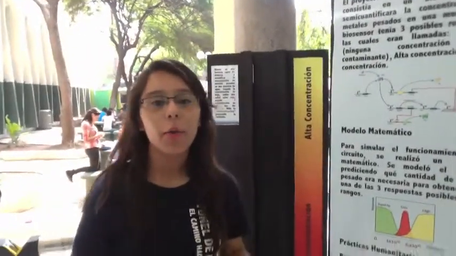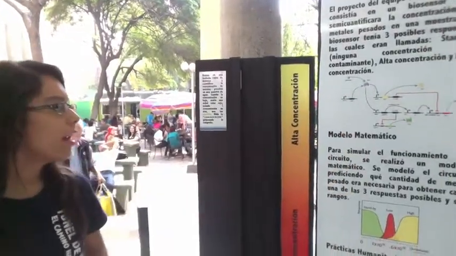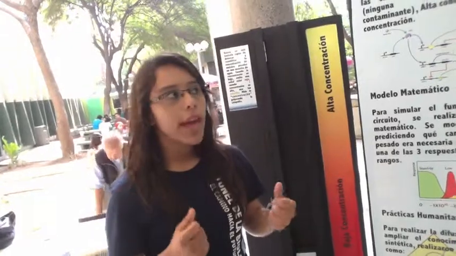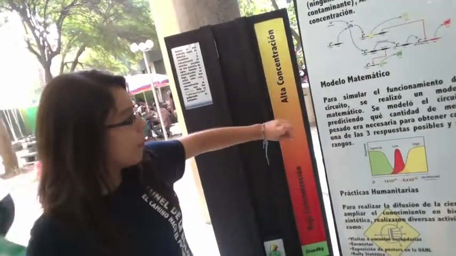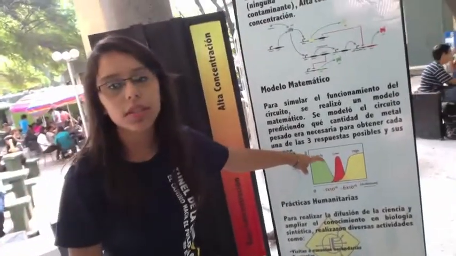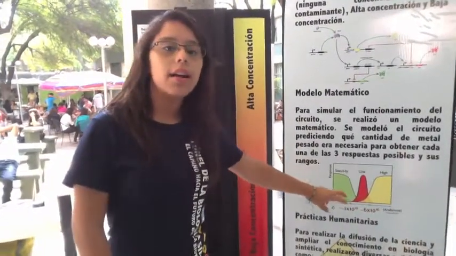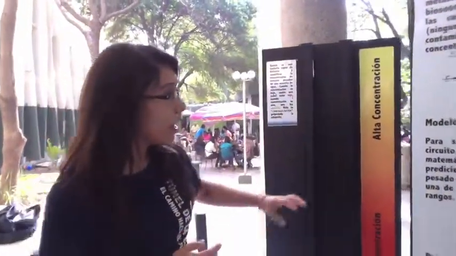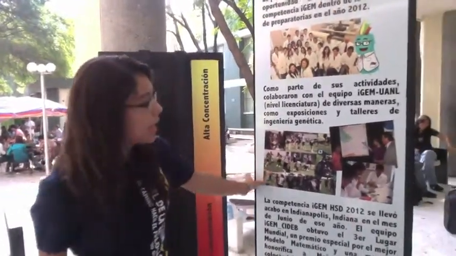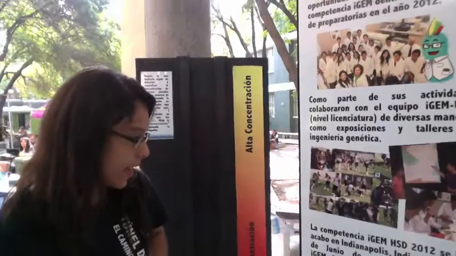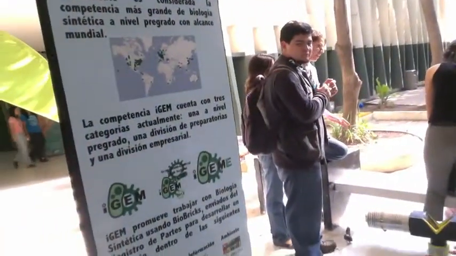Lily? Well, I am part of the CDEP team, and our project is about a biosensor for arabinose. It works this way: if we have a high concentration, the bacteria will appear with a yellow color. If there is a low concentration, the bacteria will appear with a red color. And if there is no arabinose, the bacteria will have a green color, which we call standby state. This project had these results: we won third place in the whole world, and we won the best mathematical model. We were in collaboration with the iGEM-UANL team, and they have their project.